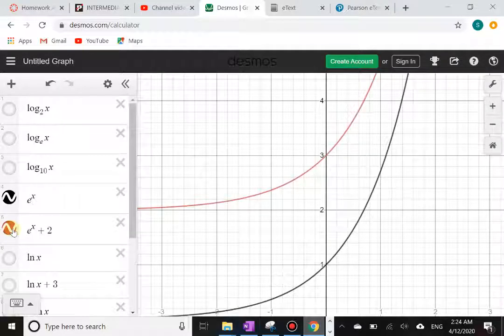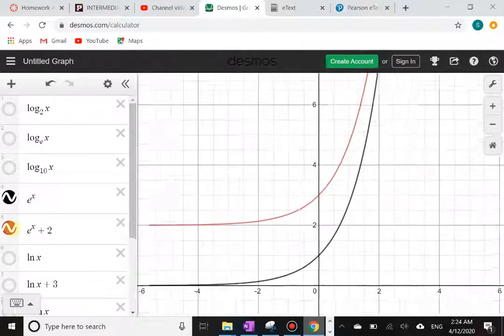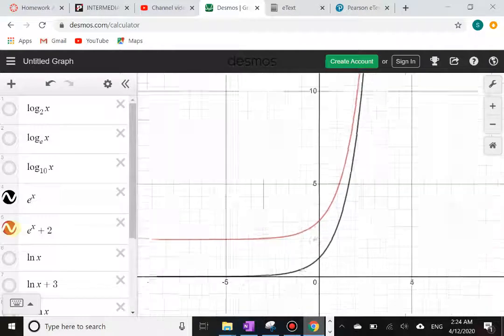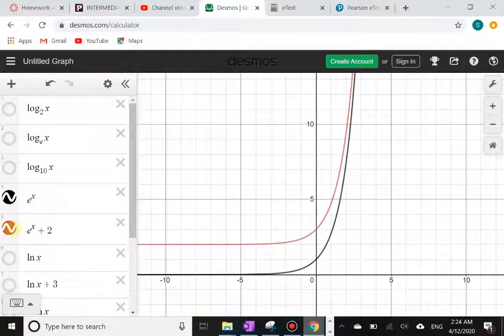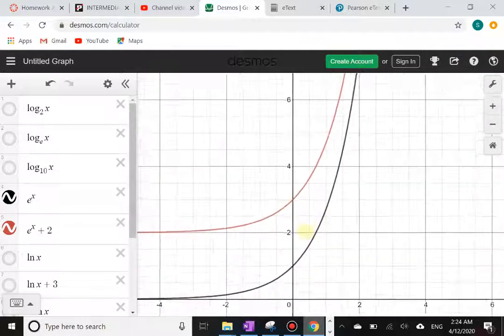And there you go. Let me change the scale so you can see. The top graph, the one in red, e to the x plus 2, is the answer. Okay, and that's what that one looks like.